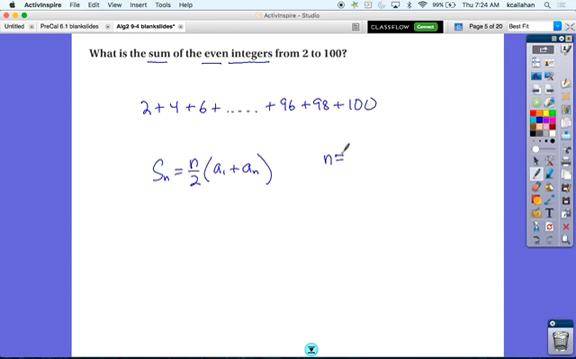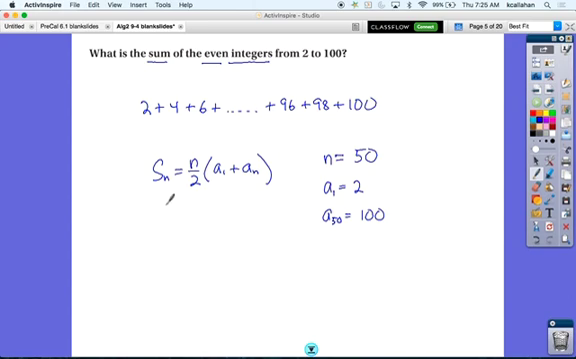How many even numbers are there between 2 and 100? If I said how many numbers are there between 1 and 100, you would definitely say 100. So how many of them are even? That's 50. And what is the first term? We need that for here. Luckily we can see that right there. That's 2. And what is the last term? In this case, the last term is a50, which is 100. We can see it right there because we wrote it. So those are all the inputs to this formula.